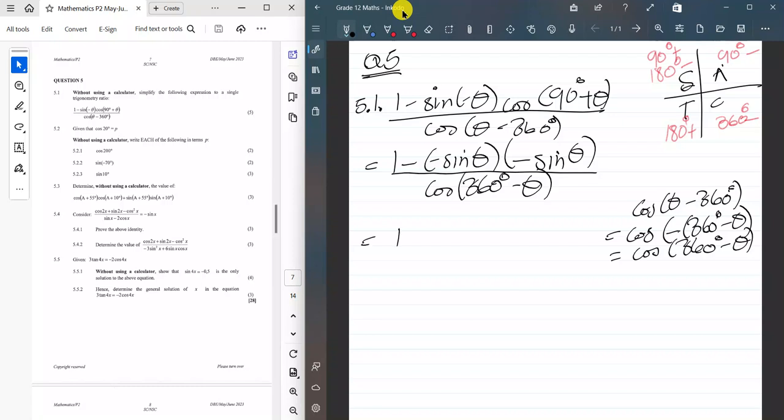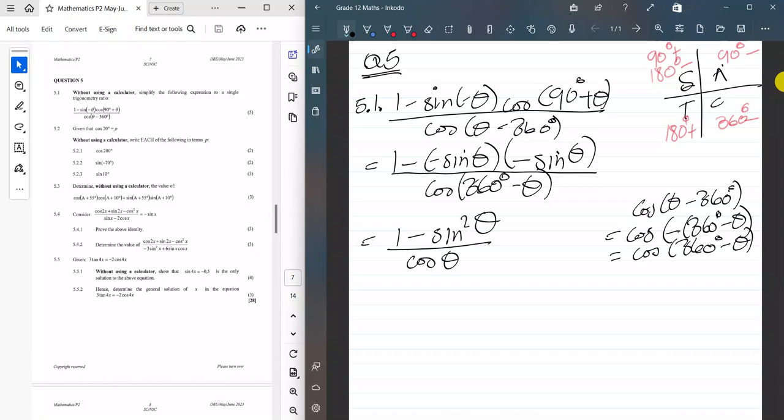Now, this is 1. Negative times negative is positive, times negative is negative. So this is 1 minus sine times sine, which is sine squared. 1 minus sine squared theta over cos. Now what are we looking at? We're looking at cos in the 360 minus quadrant. It is positive. So this becomes cos theta.